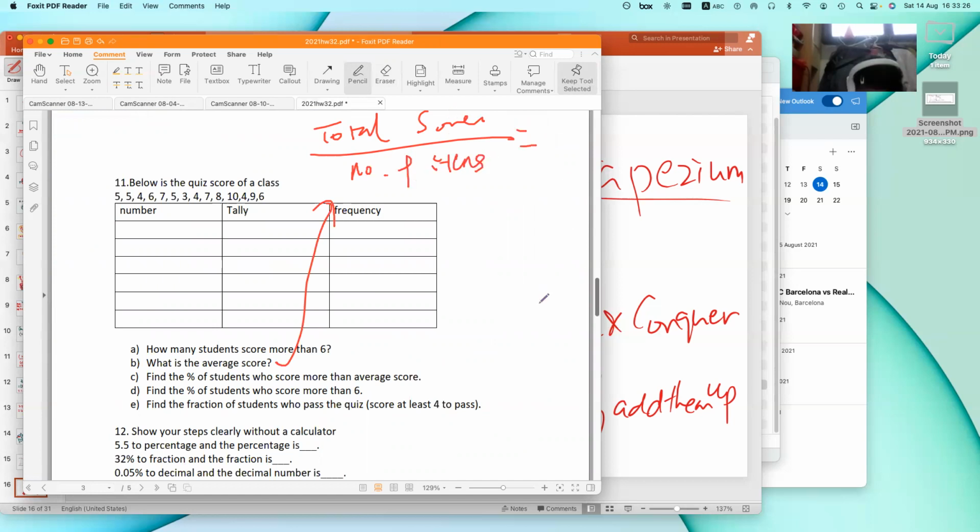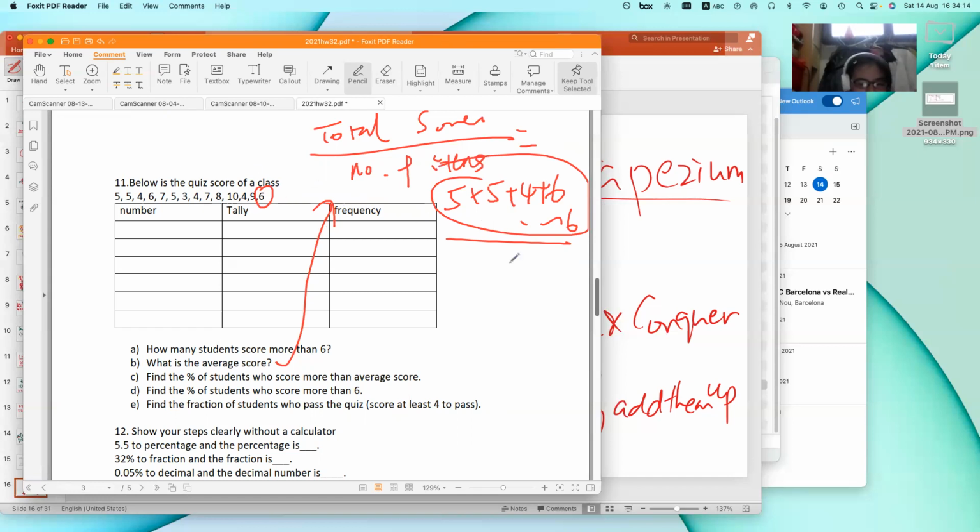So what's the total score here? How do you get the total score here? Shermaine. Need to add all the... Add what? Add which one? The one on the 5, 5, 4. 5 plus 5. Plus 4. Plus 6, plus until? 7. Until the end. Until the end 6. That's the total score, right?